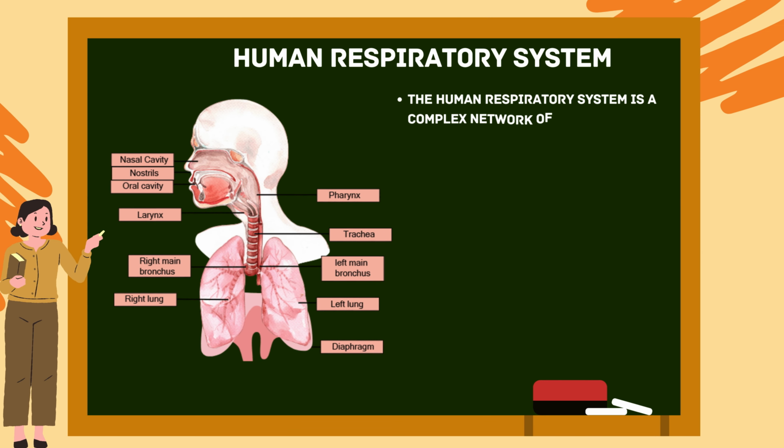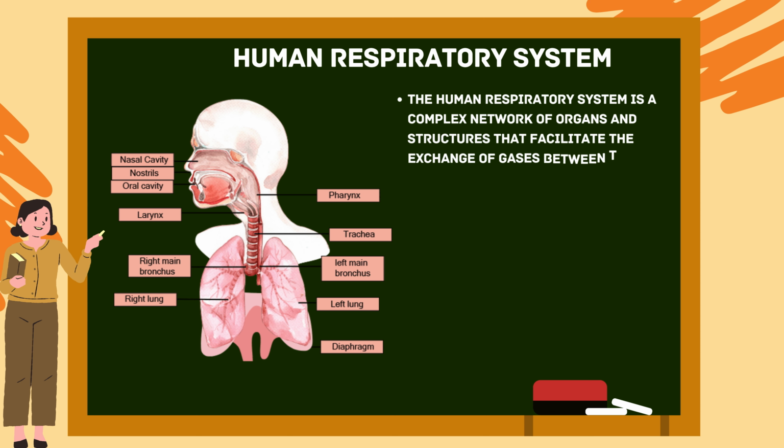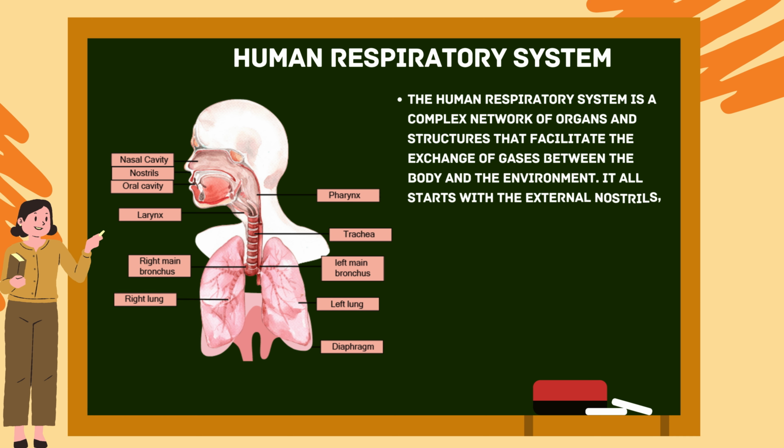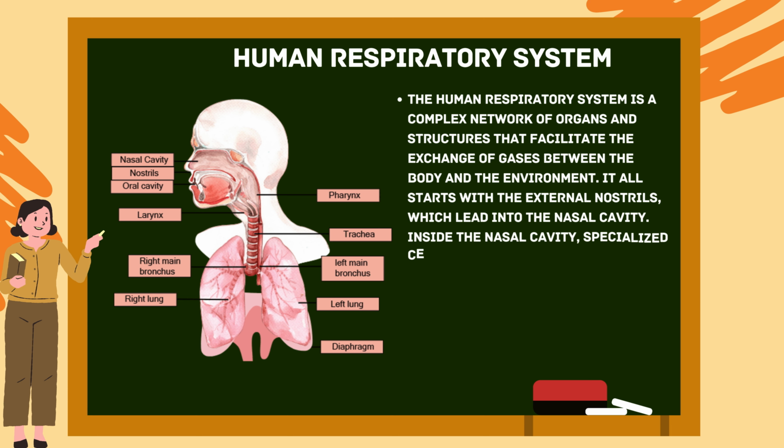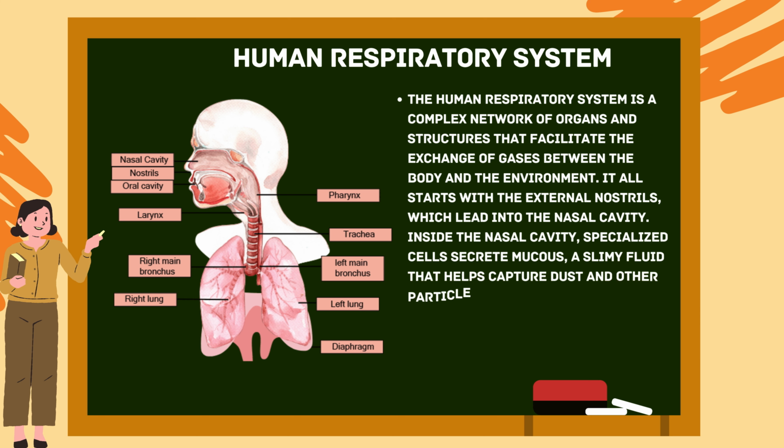The human respiratory system is a complex network of organs and structures that facilitate the exchange of gases between the body and the environment. It all starts with the external nostrils, which lead into the nasal cavity. Inside the nasal cavity, specialized cells secrete mucus, a slimy fluid that helps capture dust and other particles from the inhaled air, keeping the nasal passages moist and clean.